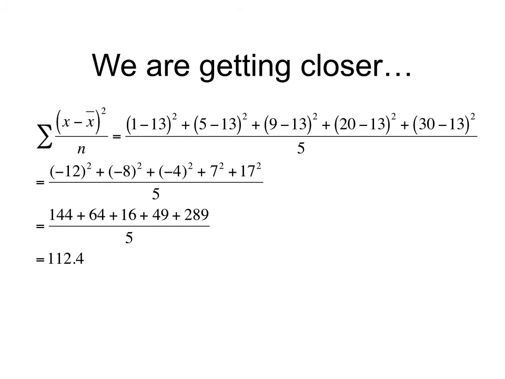It's huge, 112. None of the numbers were that big. How could a number that describes a batch of numbers be bigger than all the numbers in that batch of numbers? That's not good. Well, it's because it's square units.